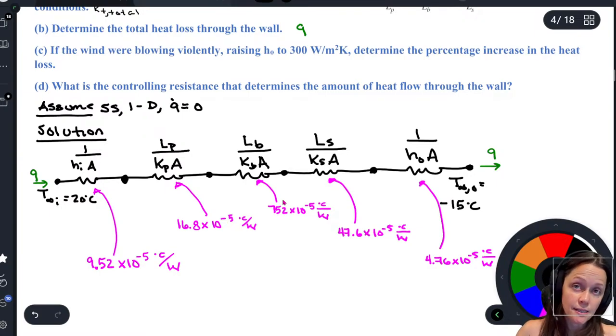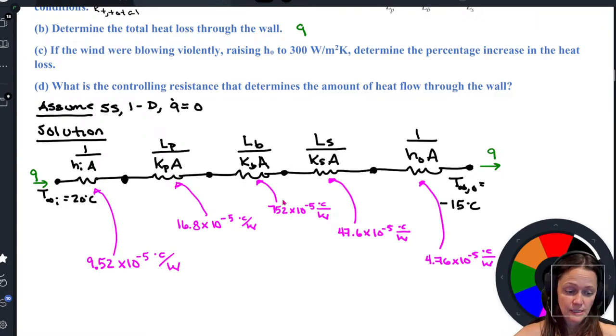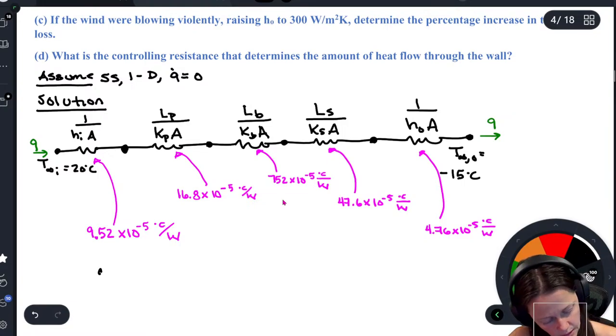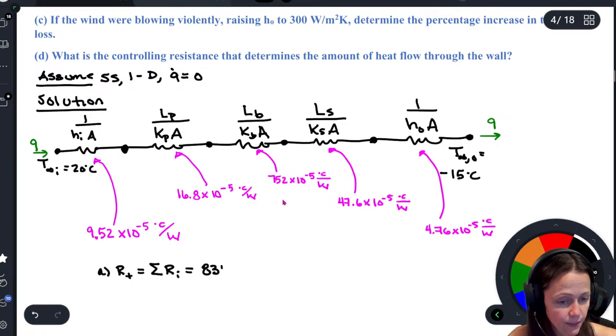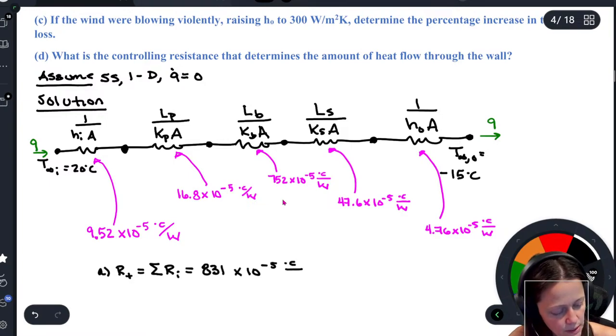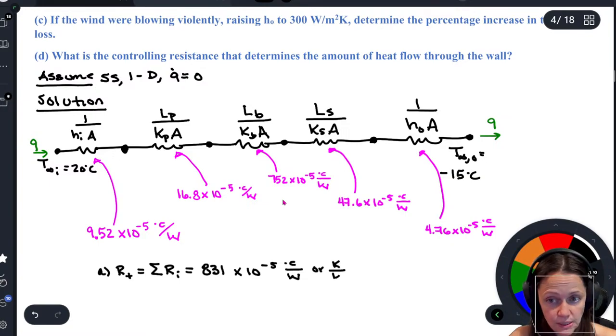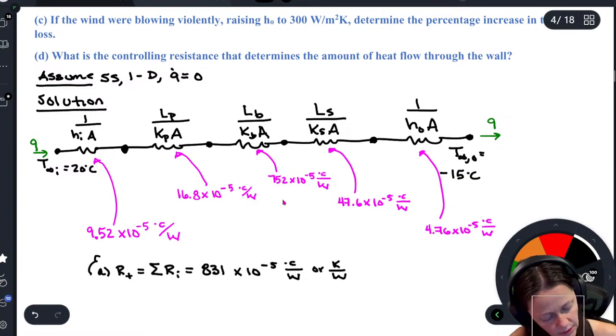So if I did sum up all of those resistances and I just add them up, R_T, so they're all in series, right? So it's just going to be all of those thermal resistances together. This ends up being 831 times 10 to the negative fifth degrees Celsius per watt, or if you're more comfortable seeing Kelvin, that's okay too. It's Kelvin per watt. That's fine too.